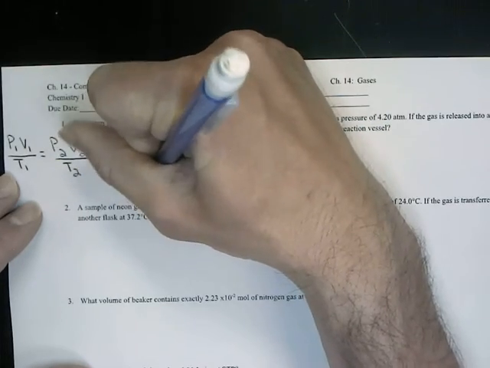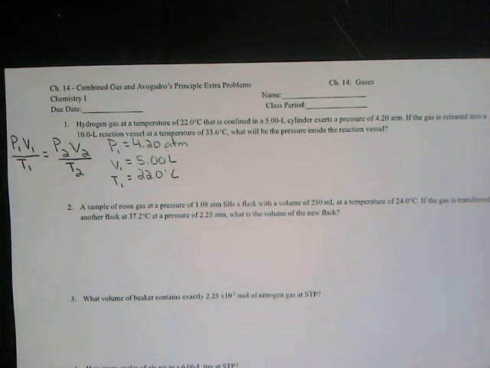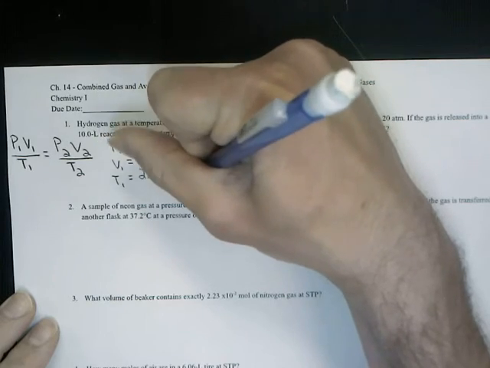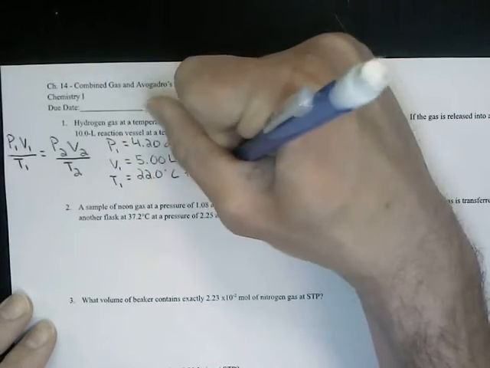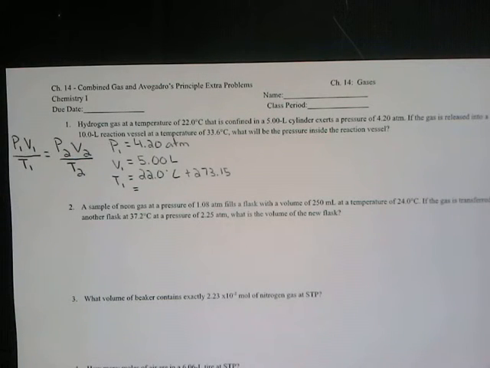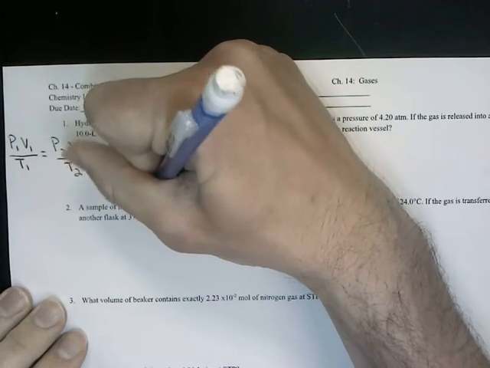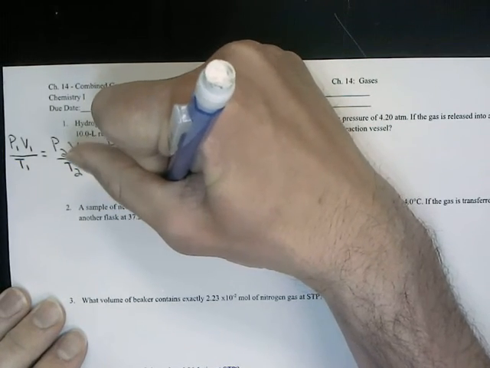So 22.0 degrees Celsius. Remember, we cannot have temperature in degrees Celsius, so we need to add 273.15 to this number. Okay, so we'll get out our calculators and add that together. Adding this together, 22.0 plus 273.15, we press enter, we get a Kelvin temperature of 295.15 Kelvin. Again, with temperature, you have to use Kelvin.